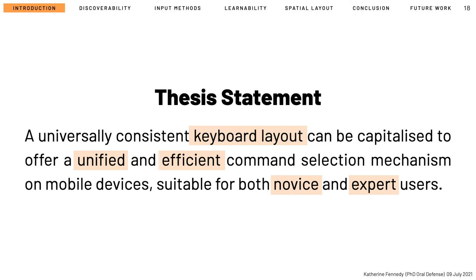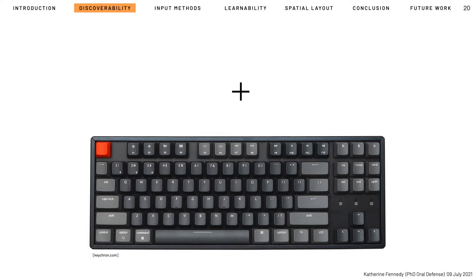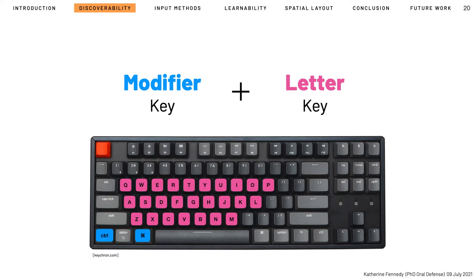Let's dive into our project focusing on SoftCuts discoverability. So, for a successful hotkey activation, there are two steps. Users have to first discover the modifier key, command or control, and users have to discover which command is mapped to which letter key. We split these two steps into two separate studies, starting with the letter keys first.